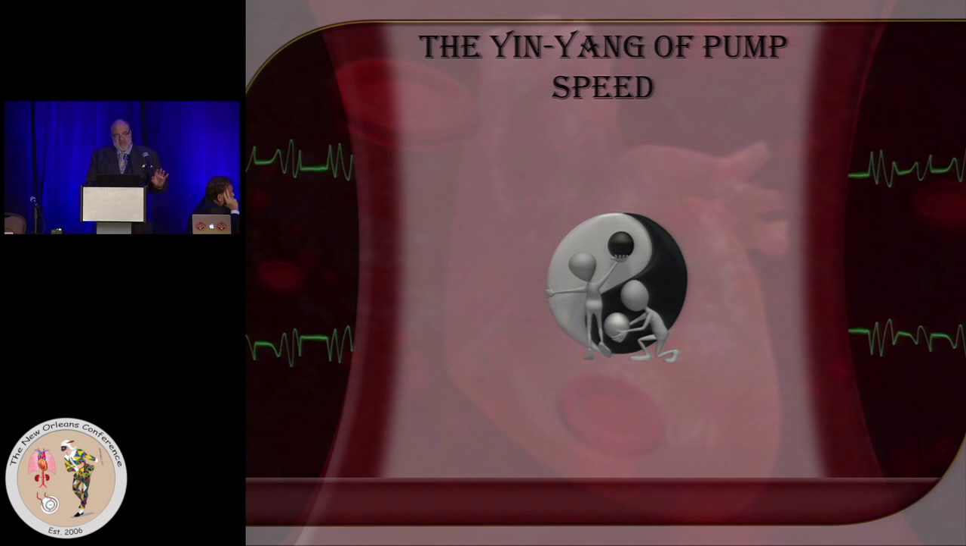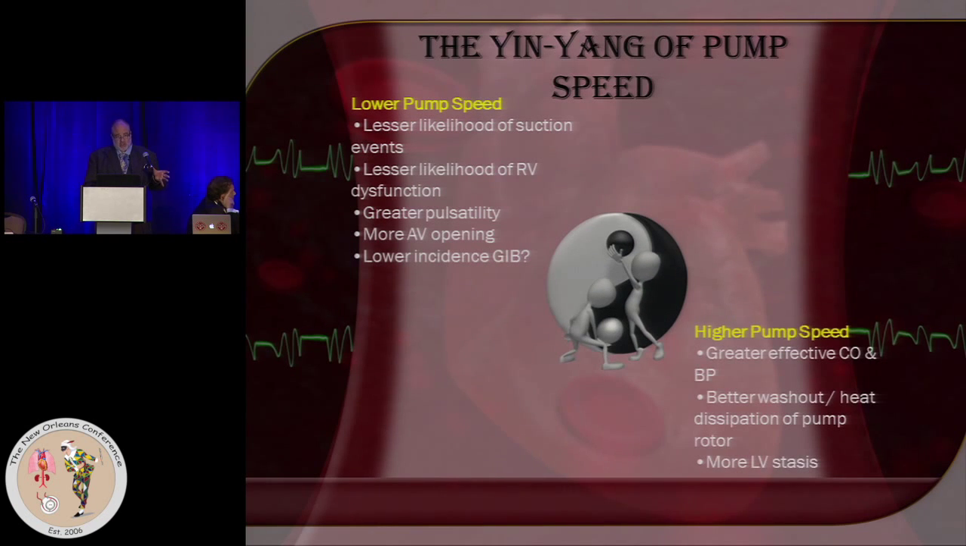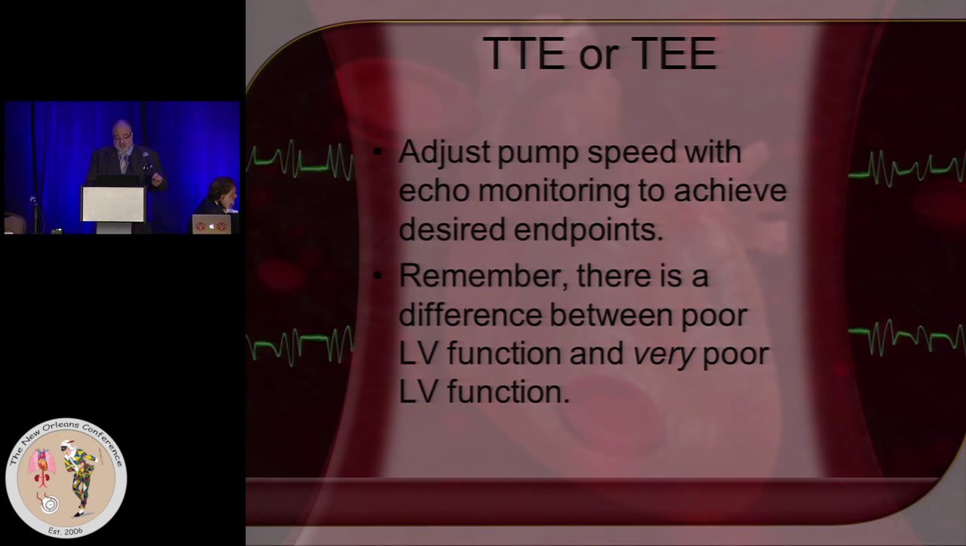So in the end, there's a yin-yang to pump speed. There's something that exists that's too much, something that exists too little, and we want to go somewhere in between, but what that is unclear and probably highly individualized. When we do adjust pump speed, we want to do it with echo monitoring to achieve the desired endpoints. And again, remember, there's a difference between poor LV function and very poor LV function. It's nice when you have a patient that's got an underlying EF of 20 as opposed to 5, because they have some contractility and will afford you more pulsatility than the patient with a worse LV function.